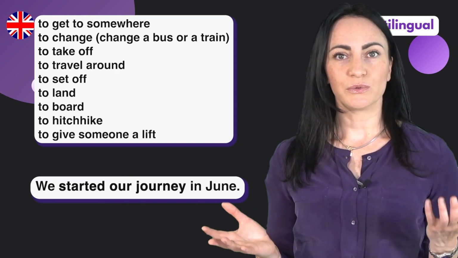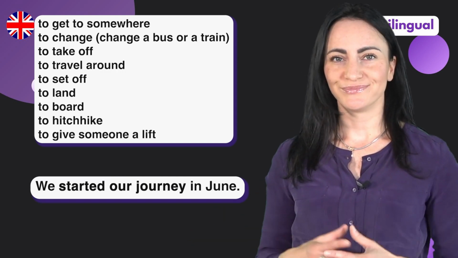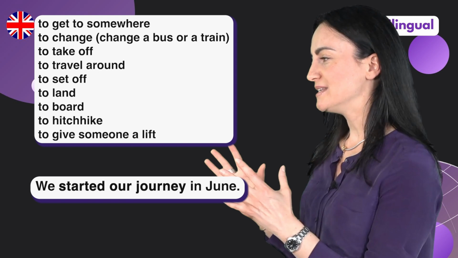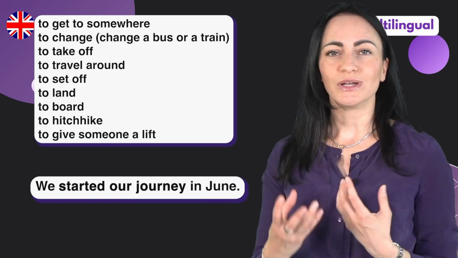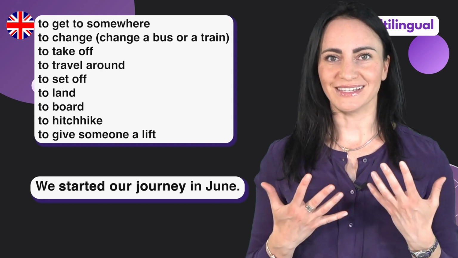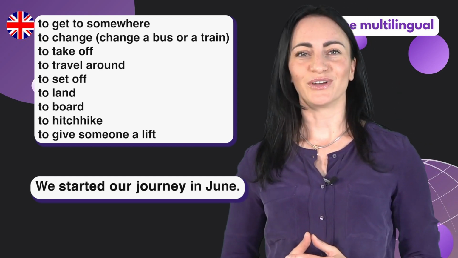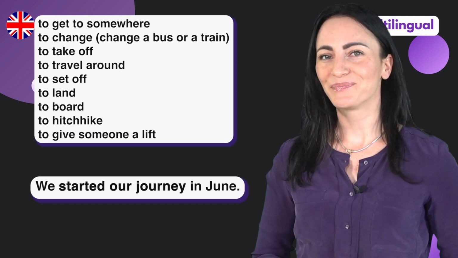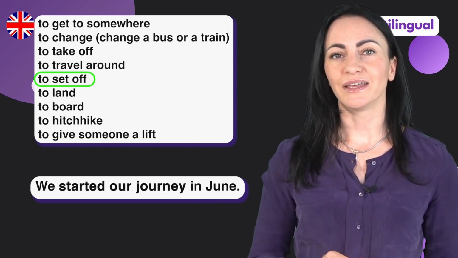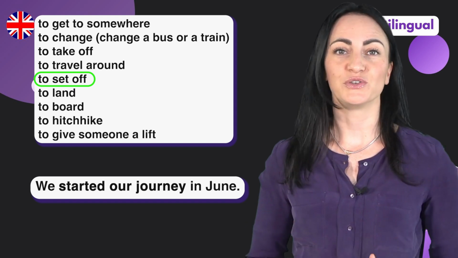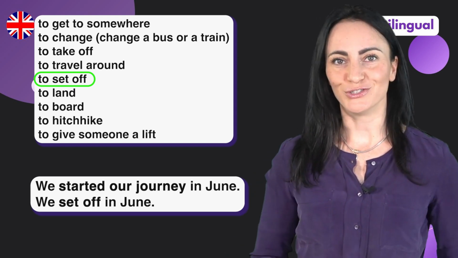We started our journey in June. How can you replace the words started our journey with one of the advanced phrases? Have a look at the phrases. Which one? Set off. Right. You start your journey, that means you set off. So you can say, we set off in June.